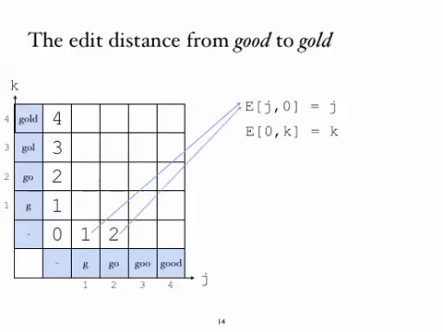Likewise, if we're going along the horizontal, to go from go to the empty string, we have to do 2 deletions. To go from goo to the empty string, we do 3 deletions. And to go from good to the empty string, we have to delete all 4 characters, so we do 4 operations, and the edit distance from good to the empty string is 4.